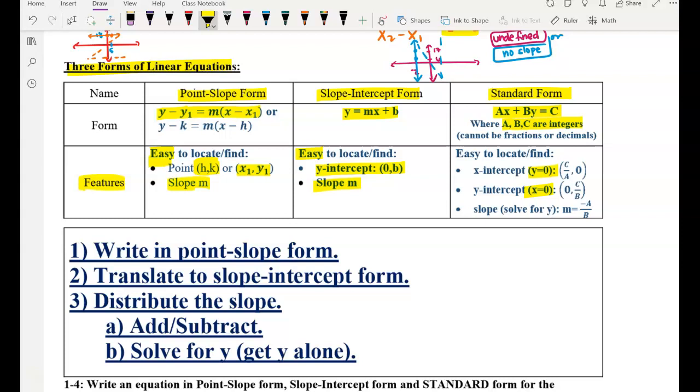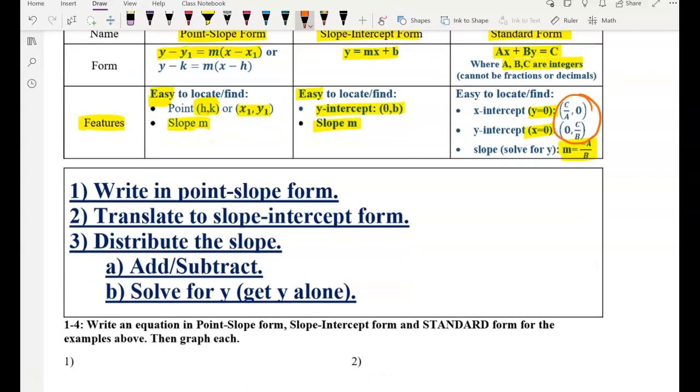Now, your slope, as you can see here, I'm giving you a quick hint, but you don't have to memorize this because you can always work it out. The slope is going to be negative a all over b. So we're going to use these later. These are just a quick hint of how to find the x-intercept and the y-intercept easily, but you don't have to memorize that because you can just work that out.